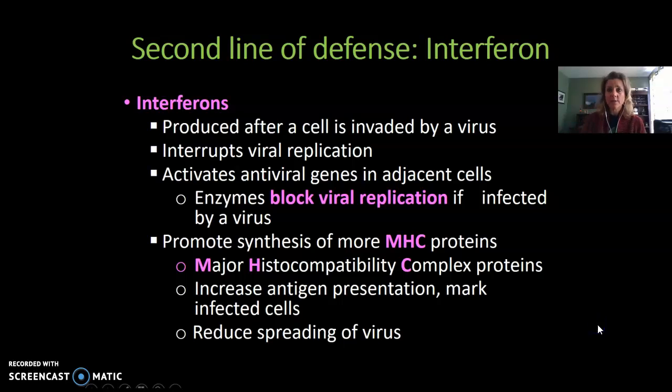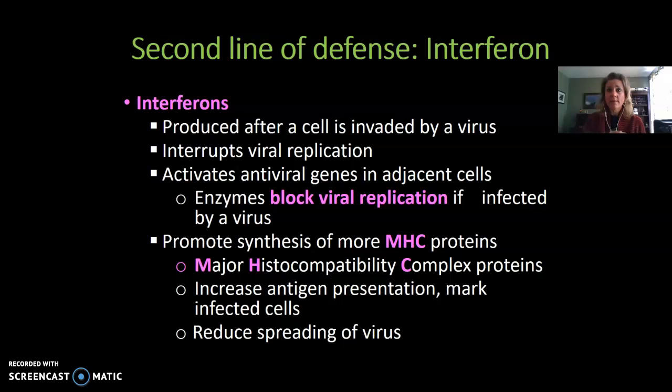All right, let's talk about another chemical that's part of the innate immune response called interferon. But before we can talk about what interferon does, I just wanted to tell you a little bit about viruses. Viruses are non-living. They are basically genetic material. It can be either DNA or RNA, and they are wrapped in a protein coat. And that's all that there really is to a virus.